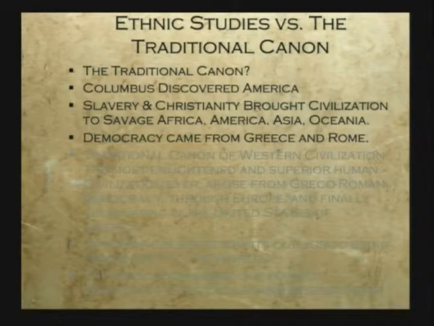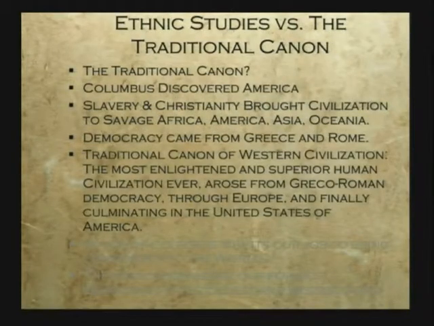D, A, B, C, D, democracy came from Greece and Rome. Right? That logic still is following, right? You can see how the principle is built on it. And so then the traditional canon of Western civilization is the most enlightened and superior human civilization ever, and it arose from Greco-Roman democracy through Europe, and finally culminating in the United States of America. Feel free to challenge me on this, okay? So you can see the logic being reinforced throughout the school system.